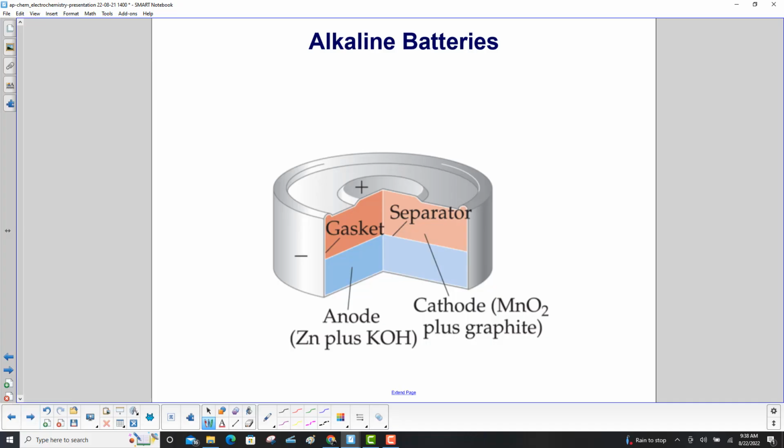Alkaline batteries are a little different. They have your anode down here, the blue, the cathode up here is the red, and you have a separator between the two of them, and the outside will be negative, and the inside right here, that's going to be a positive.